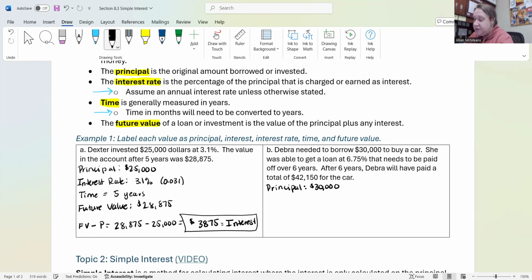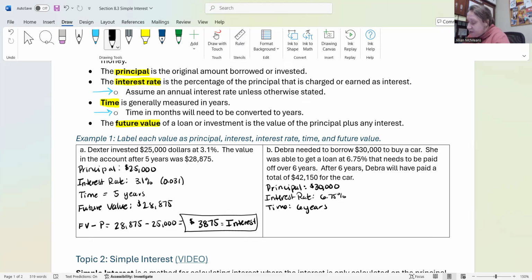Okay. She was able to get a loan at 6.75%. So the interest rate is 6.75%. And again, if we were actually calculating something here, like using one of our interest formulas, we would definitely convert the interest rate to a decimal. But for now, we can just say, hey, the interest rate is 6.75%. This needs to be paid off over 6 years. So time in this case is 6 years. And that's pretty typical for a car loan. Car loans are usually 5 or 6 years.